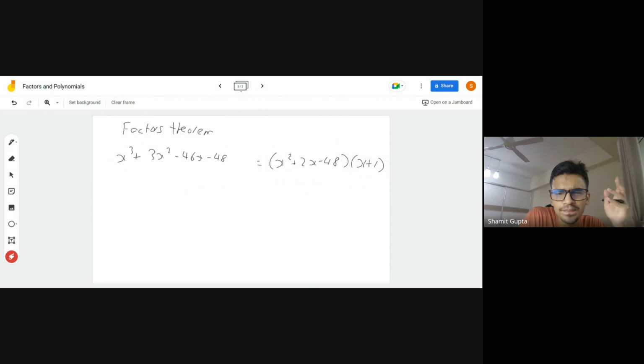Now, if either of them is 0, the whole thing becomes 0. So that means, suppose x plus 1, let's get the pen back. Suppose x equals negative 1. This whole thing becomes 0. Anything multiplied by 0 is 0. And essentially, these two things are the same thing. So that means this whole thing on the right, this whole cubic polynomial, becomes 0.